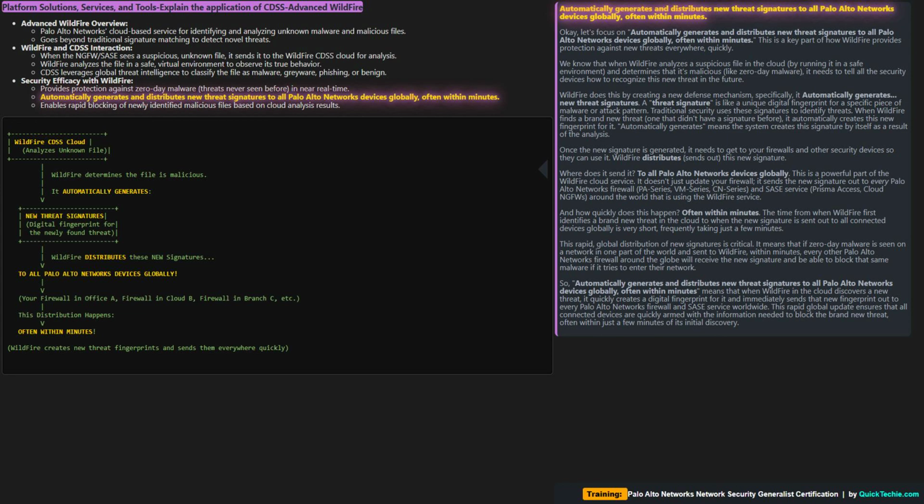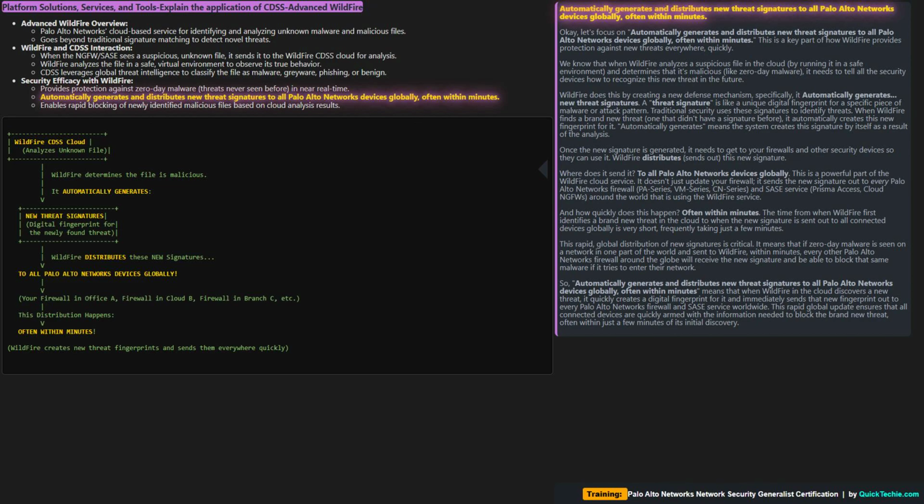And how quickly does this happen? Often within minutes. The time from when WildFire first identifies a brand new threat in the cloud to when the new signature is sent out to all connected devices globally is very short, frequently taking just a few minutes.